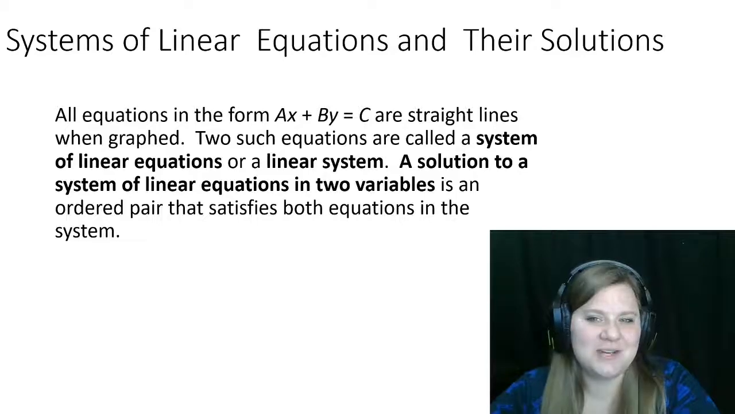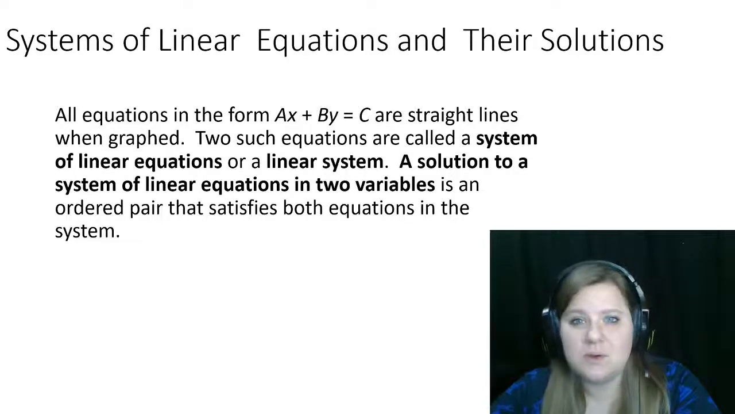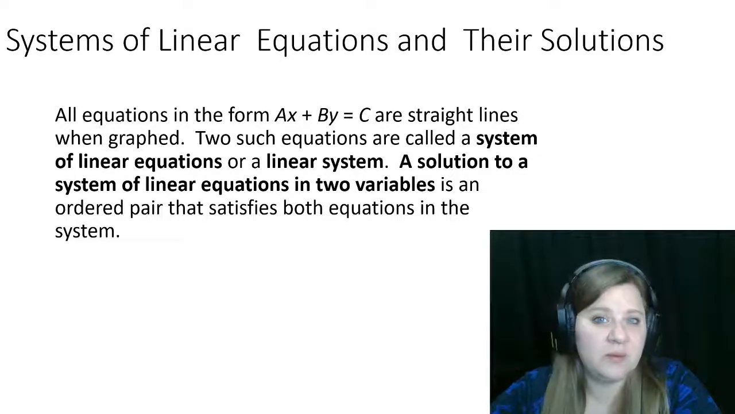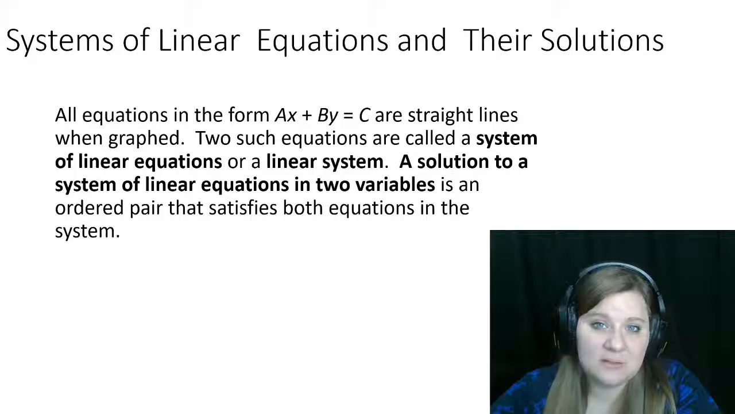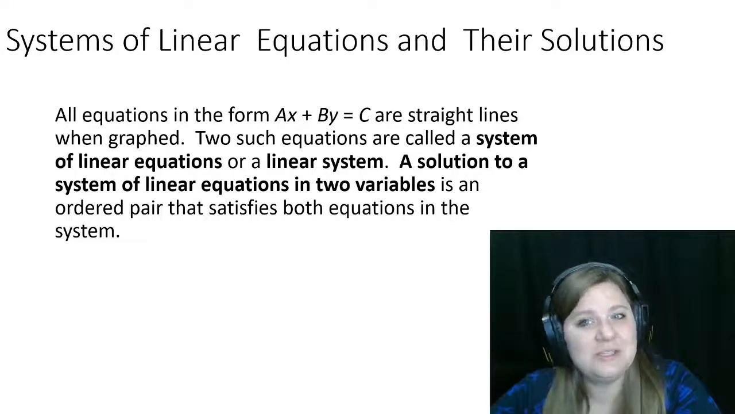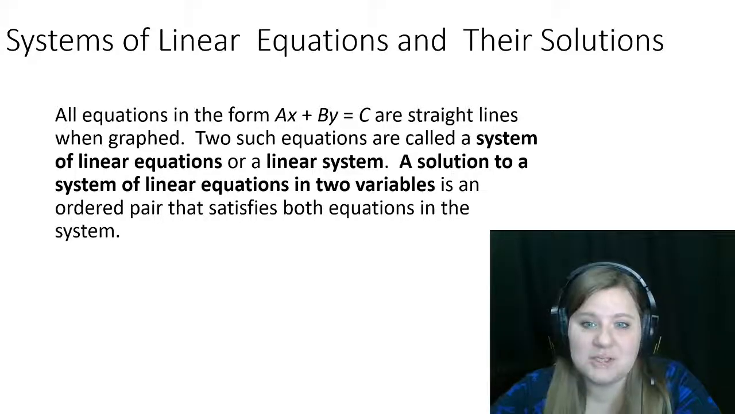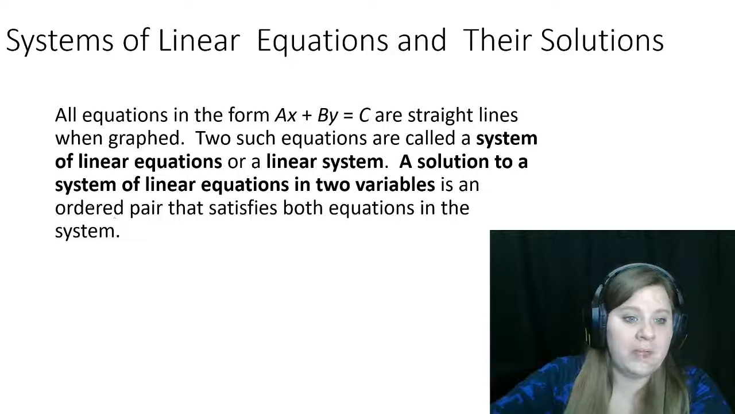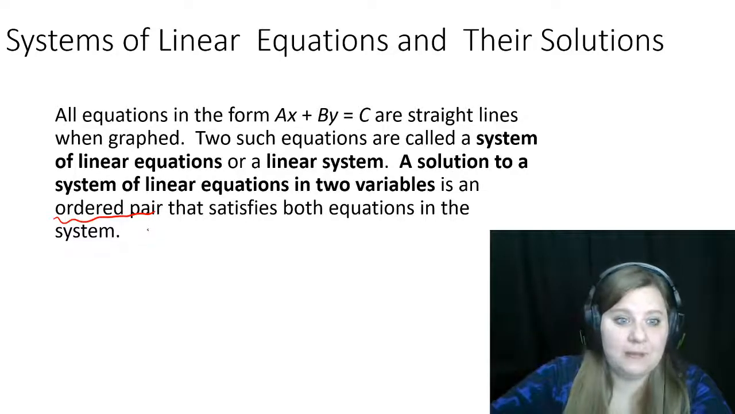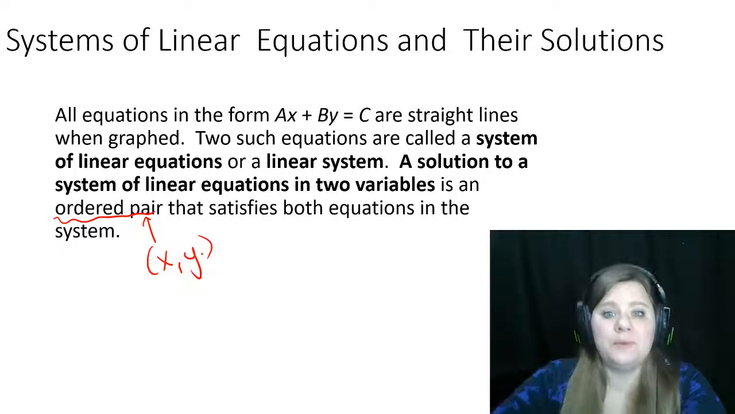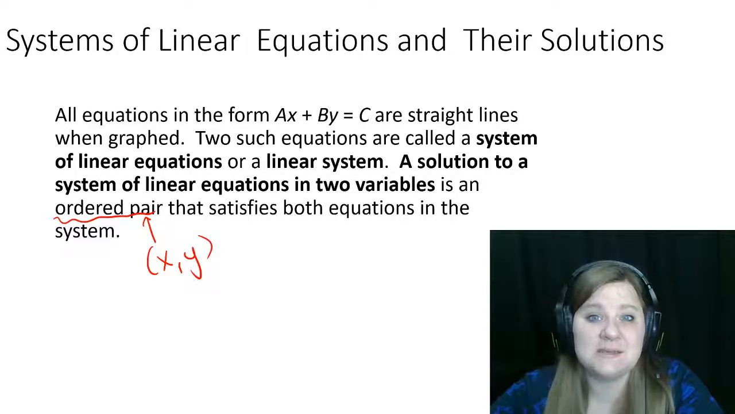So you do have to start by having lines. If we talk about systems of quadratic equations or systems of cubic equations, it does start to get a little more complicated. So know that we are sticking for the moment with lines. Okay, a solution to a system of linear equations in two variables is an ordered pair. You should think point (x, y) that satisfies both equations in the system.